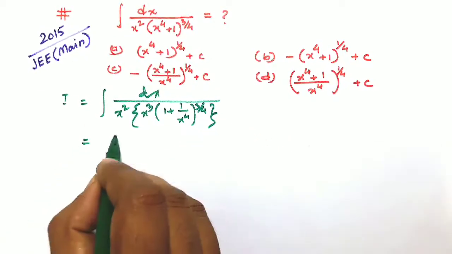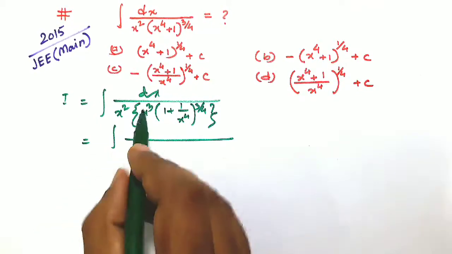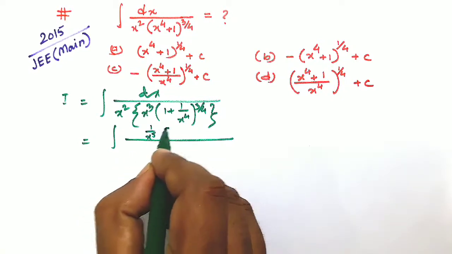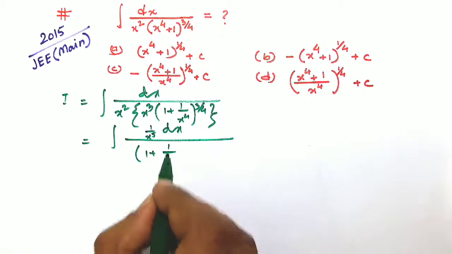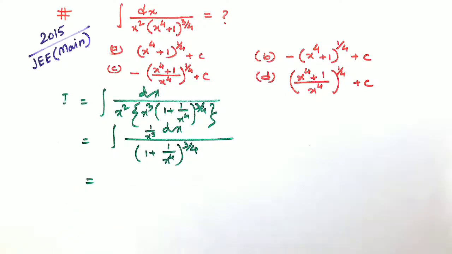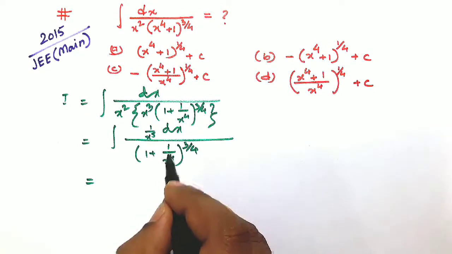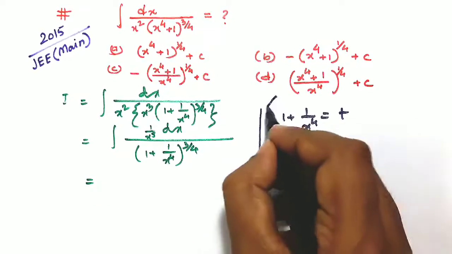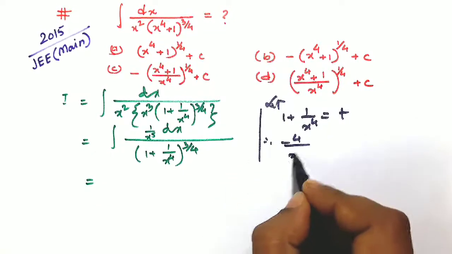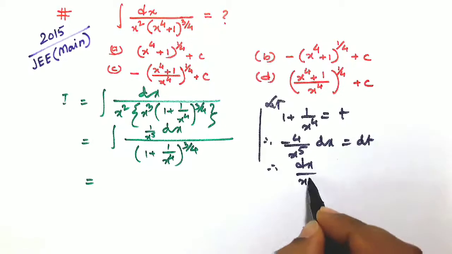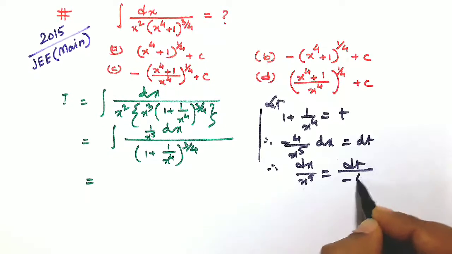So this is equal to integration. This is x square into x cube, that means 1 by x to the power 5, dx divided by 1 plus 1 upon x to the power 4 whole to the power 3/4. Now you have to substitute something: in the denominator, 1 plus 1 by x to the power 4 will be substituted, and say this is equal to t. So minus 4 upon x to the power 5 dx is equal to dt. Therefore dx upon x to the power 5 is equal to dt divided by minus 4.